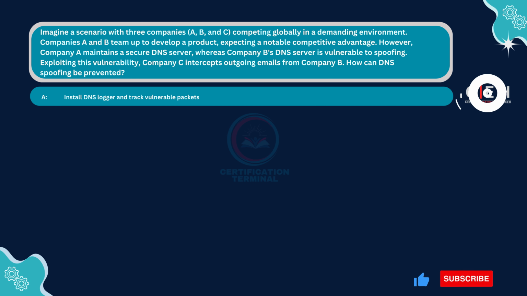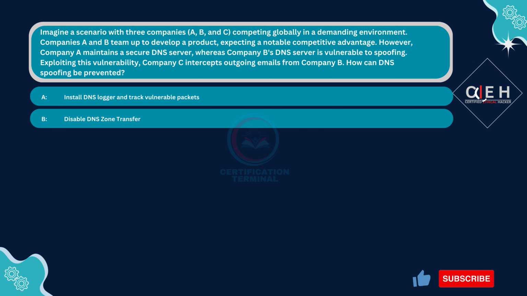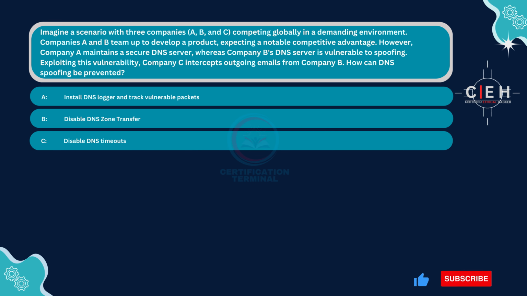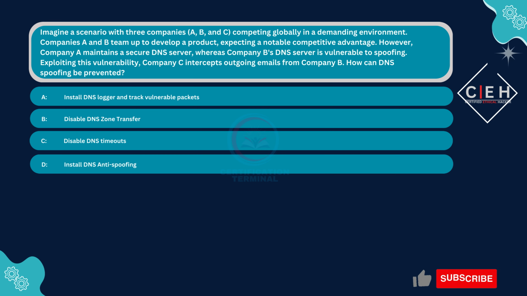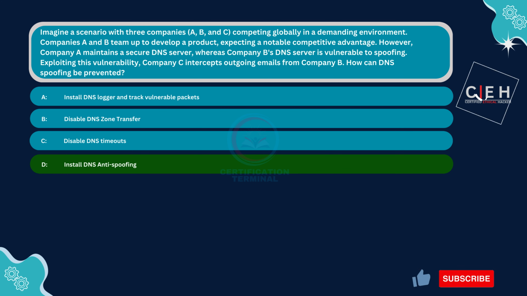Option A, install DNS logger and track vulnerable packets. Option B, disable DNS zone transfer. Option C, disable DNS timeouts. Option D, install DNS anti-spoofing. The correct answer is Option D, install DNS anti-spoofing. DNS spoofing involves the malicious manipulation of DNS responses to redirect traffic to a fraudulent website or intercept communications.